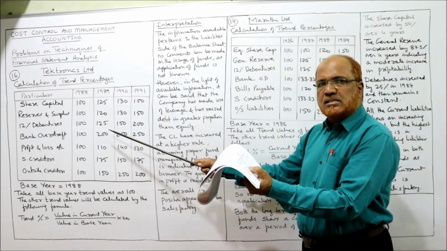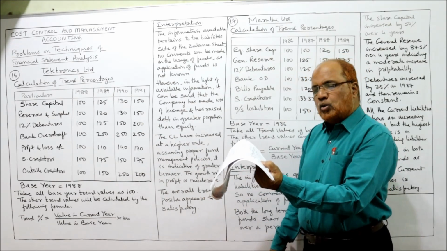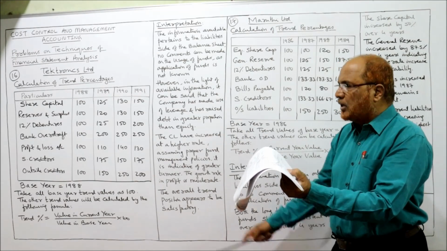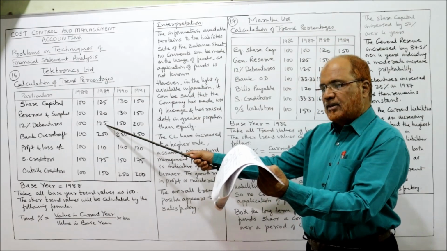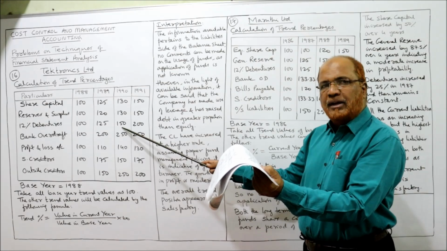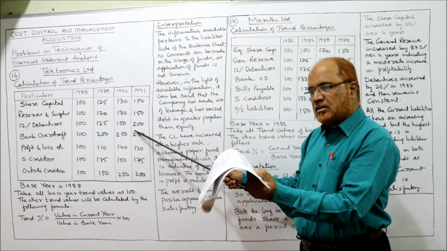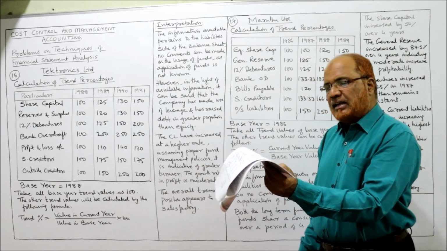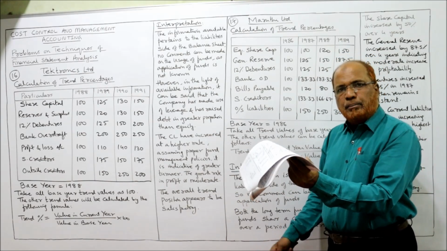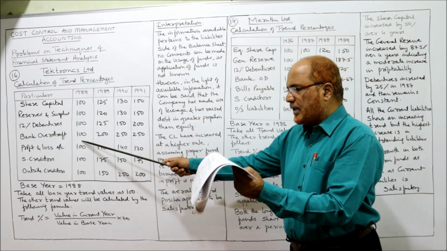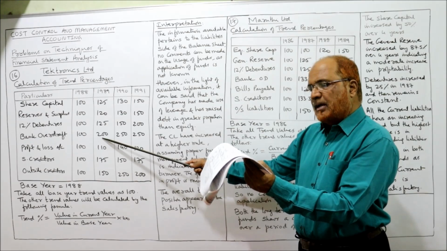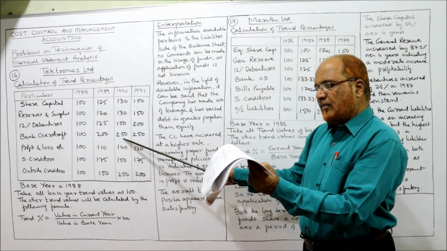Same is the case for debentures. The base year debentures are 200. Current year debenture is 250. So 250 by 200 into 100, 125. Then 300 by 200 into 100, 150. 400 by 200 into 100, 200. Bank overdraft, base year 10. Current year 20. 20 by 10 into 100, you will get 200. Then 25 by 10 into 100, 250. Then 25 by 10, 250.